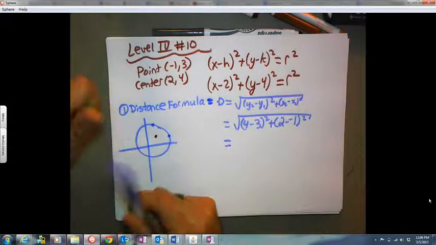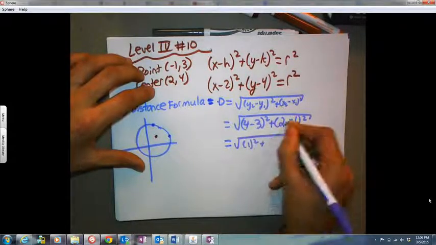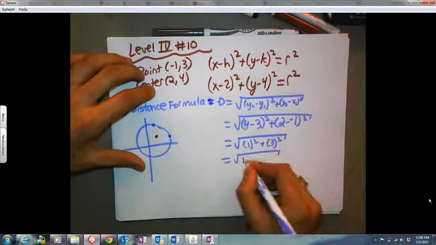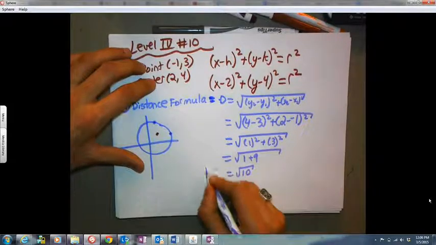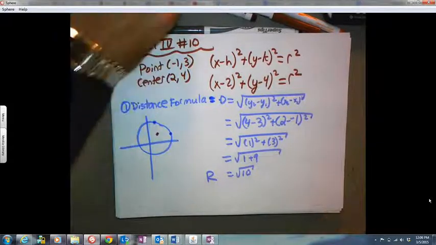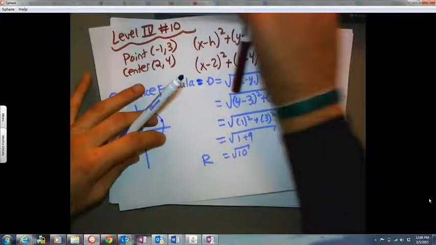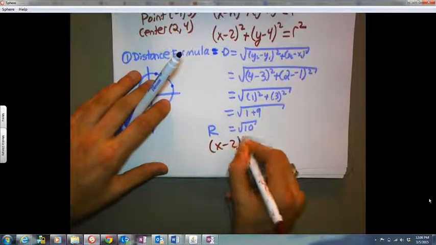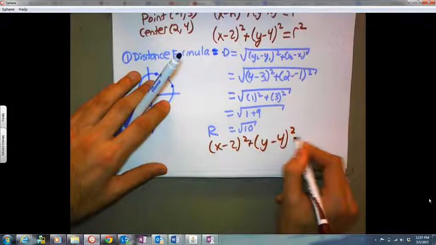Cool. So the square root of 4 minus 3 is 1 squared, 2 minus negative 1 is 3 squared. So 1 plus 9, the square root of 10 is the radius, but we want r squared, so we're just going to put in 10. So our equation would be x minus 2 squared plus y minus 4 squared equals 10.